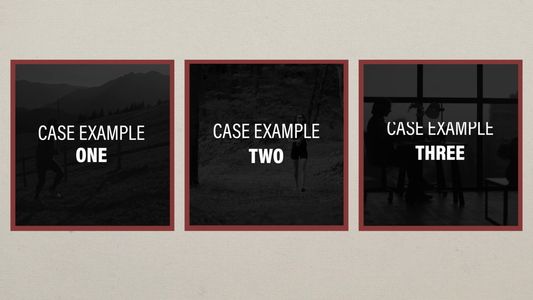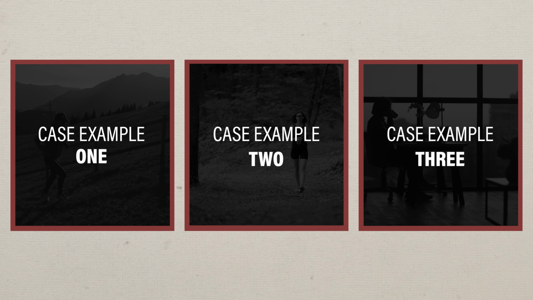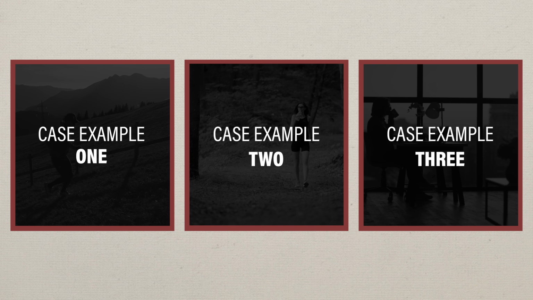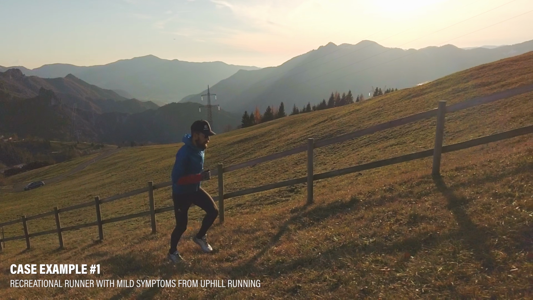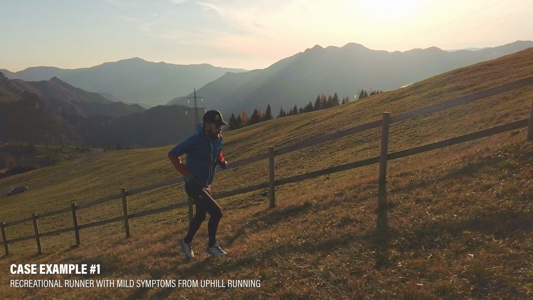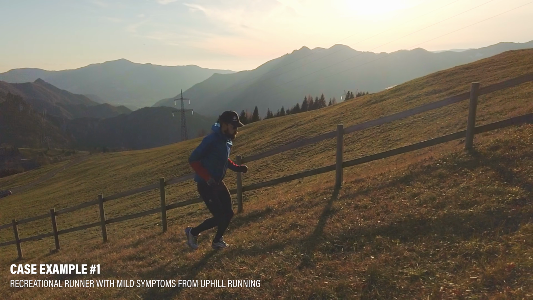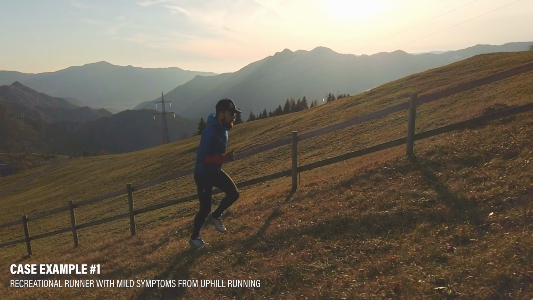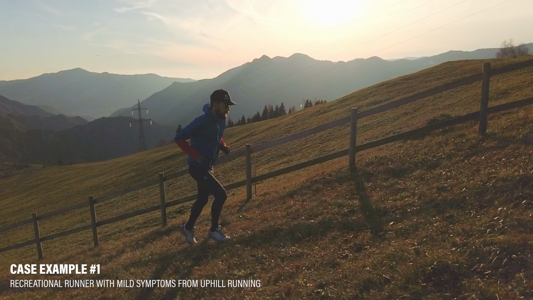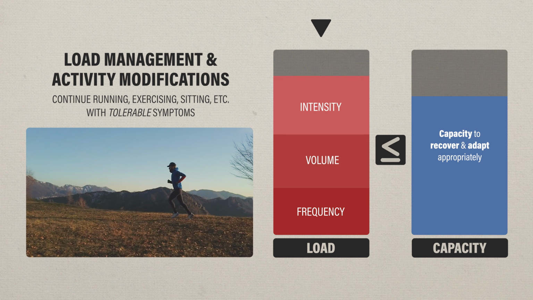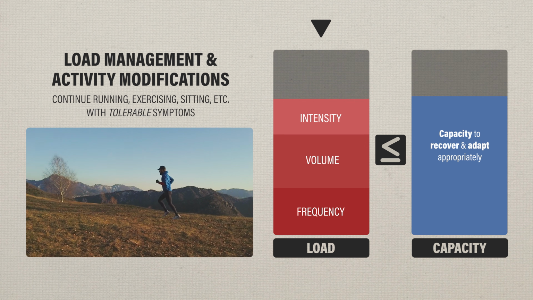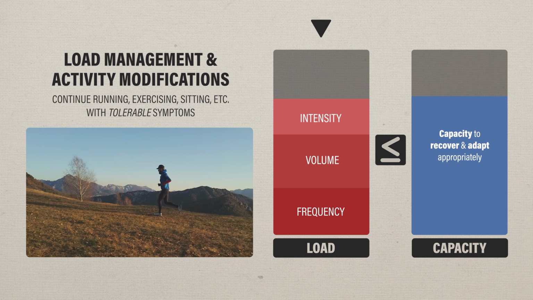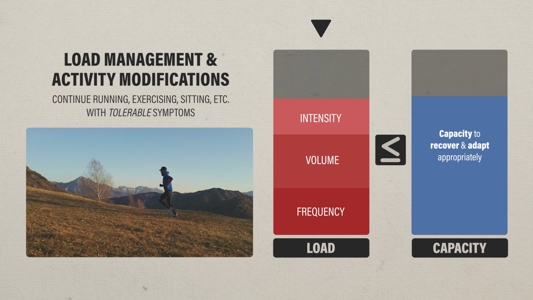Given that every situation is unique, here are 3 case examples to help illustrate how the previous information can be applied. For the first example, let's say you are a 30-year-old recreational runner that experiences mild symptoms after recently introducing uphill running into your training. Tying in the first component of rehab, you may find that you're able to continue running on a weekly basis as long as it is on flat ground and at slower speeds.